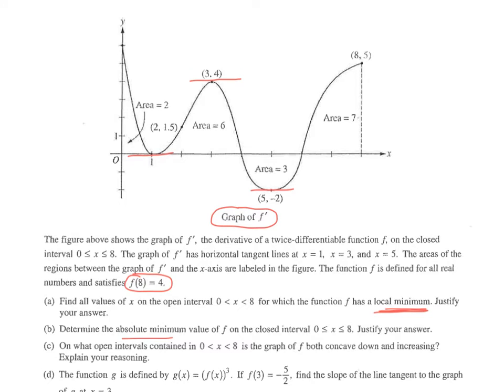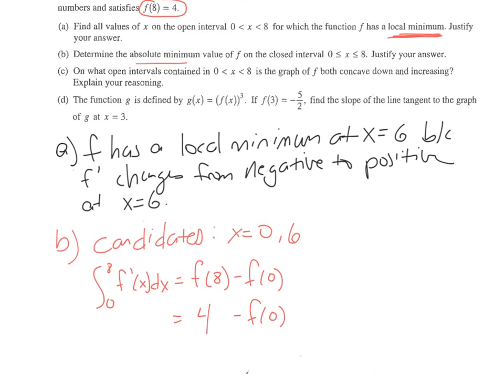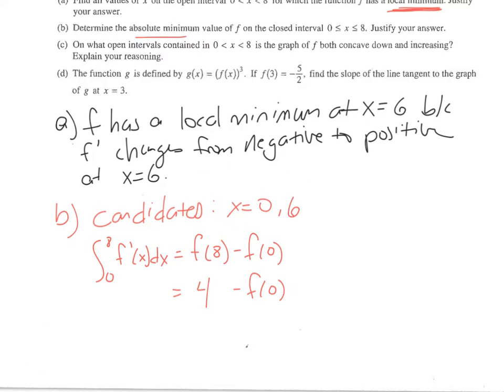Now for the integral from 0 to 8, we're going to take a look at our areas. So the integral would be 2 plus 6, which is 8, minus 3, which is 5, plus 7, which is 12. So the integral from 0 to 8 is equal to 12. So that means that f of 0 is 4 minus 12, which is negative 8.